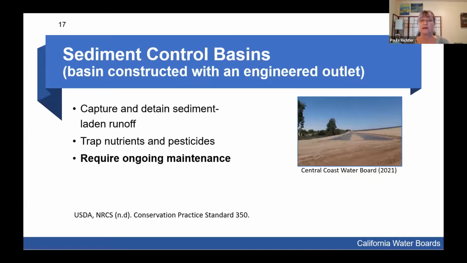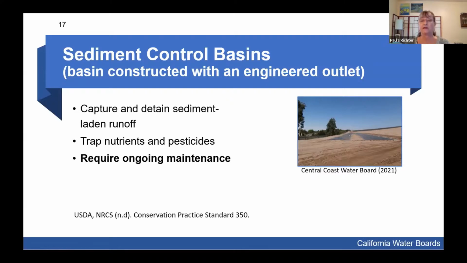Sediment basins are designed to collect and settle sediment-laden water. It's usually a basin with a settling pond and an inlet chamber to allow water to flow in and a high flow emergency spillway. They capture and hold irrigation and stormwater to allow sediment to settle out, and they also trap nutrients and pesticides. They do require ongoing maintenance.